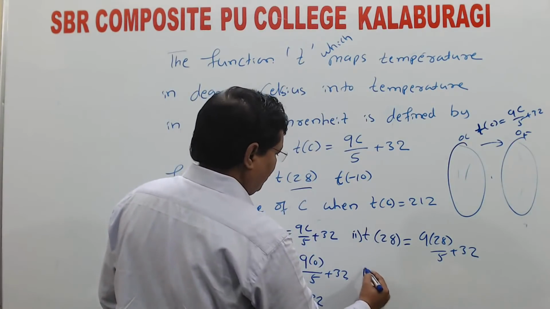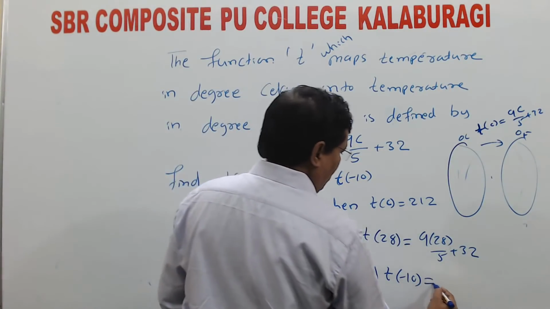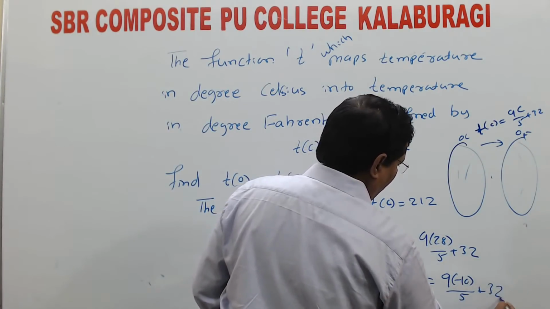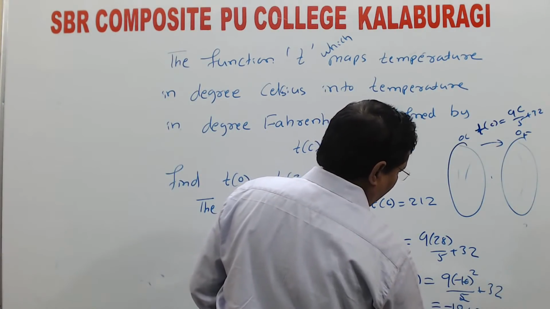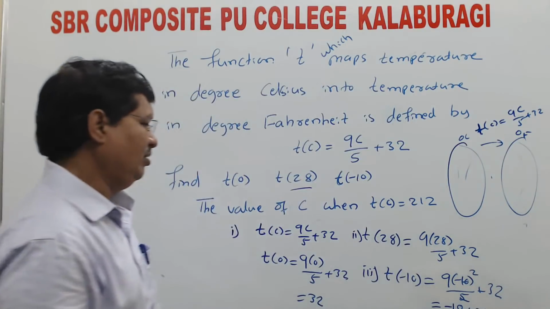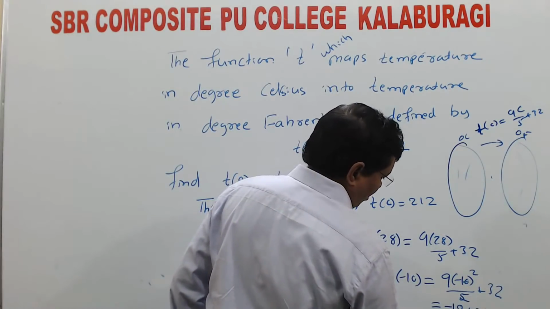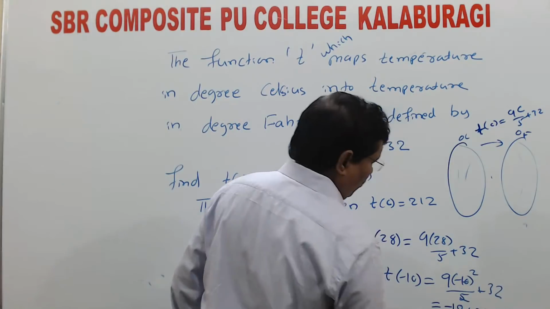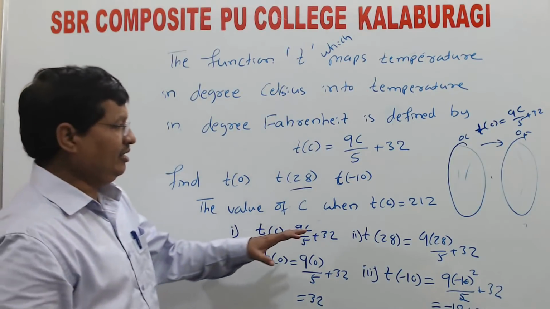Third one, t of minus 10 equal to 9 into minus 10 by 5 plus 32. 5 into 5 cancels, equal to minus 18 plus 32. Now 32 minus 18 equal to plus 14 degree Fahrenheit. This is the relation between degree centigrade and degree Fahrenheit.